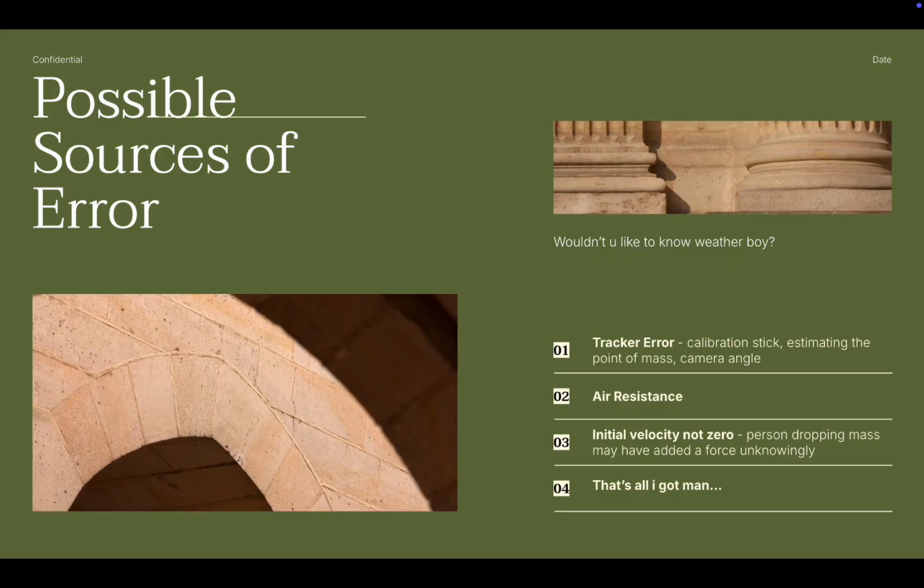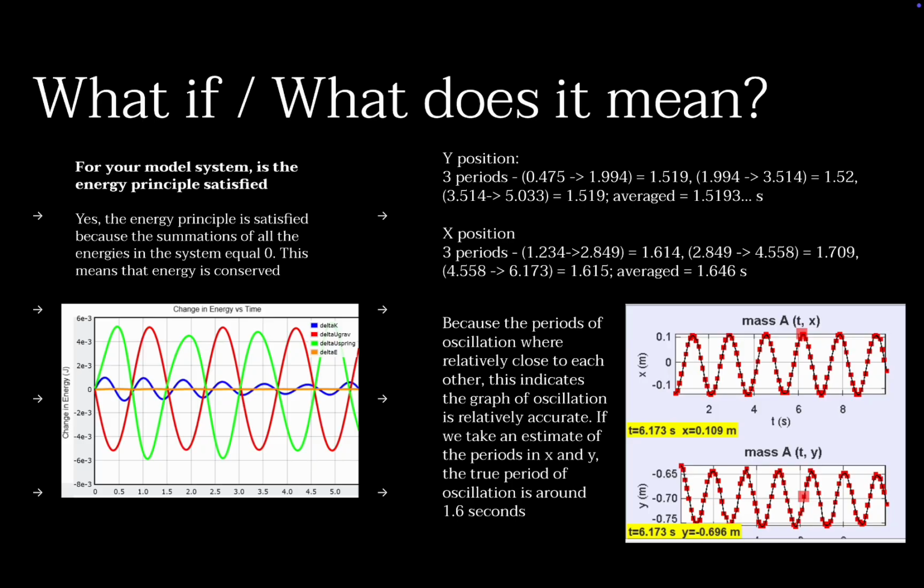Some possible sources of error include a Tracker error. Perhaps I didn't correctly align my calibration stick. I might also not have chosen the correct center of mass in every frame. The camera angle could have thrown something off. Air resistance, and the initial velocity might not be 0 because the person dropping the mass might have accidentally added some initial force. What does this mean?